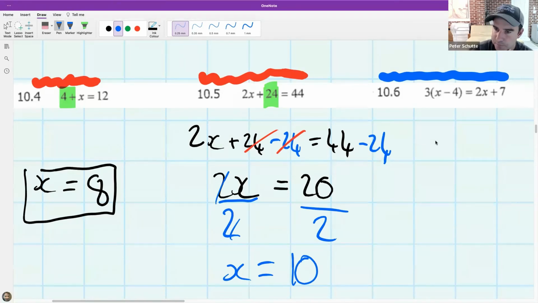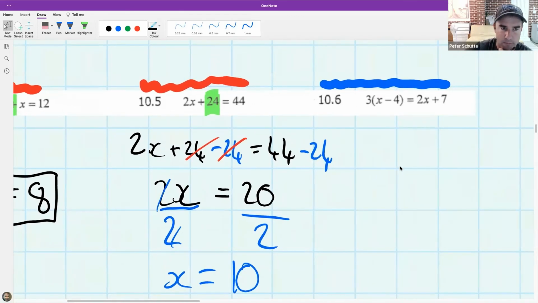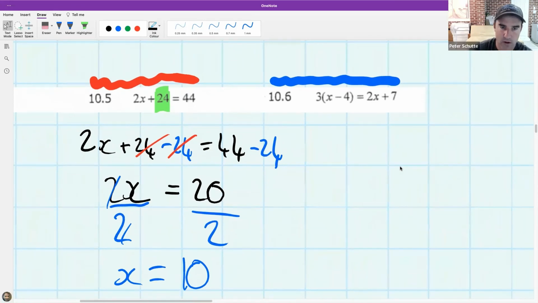Okay, let's have a look at 10.6. I would love someone to tell me what the first step is in 10.6. I'm going to go to Malusi. Malusi, what do you think the first step to solve the equation 10.6 is going to be? Sir, my question was on 10.5. Okay, it's fine. Ask a question.